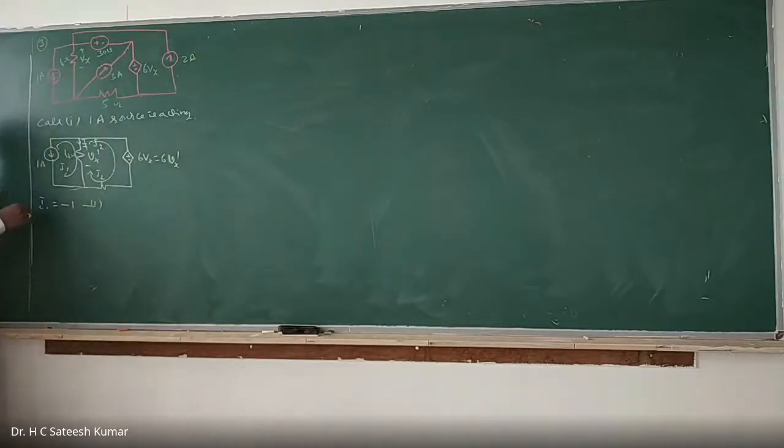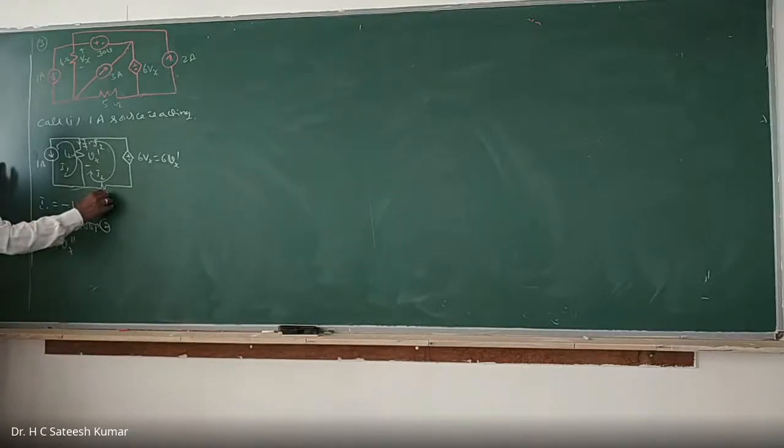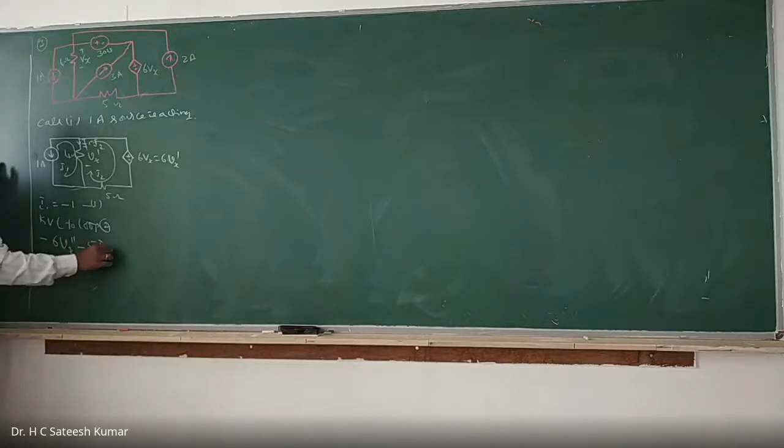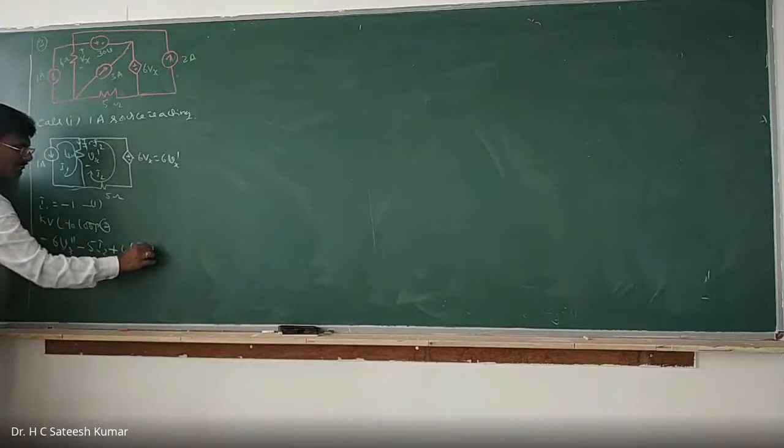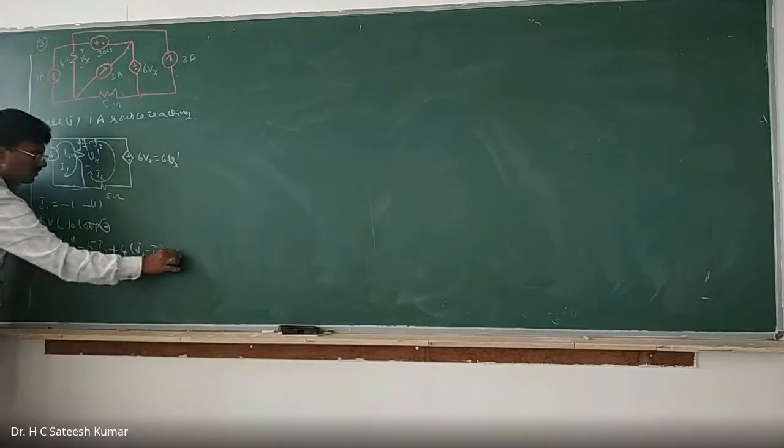Next, apply KVL to loop 2. Start from this point. Minus 6 Vx dash, and this is 5 ohms, minus 5 into I2 plus 4 into I1 minus I2 is equal to 0.